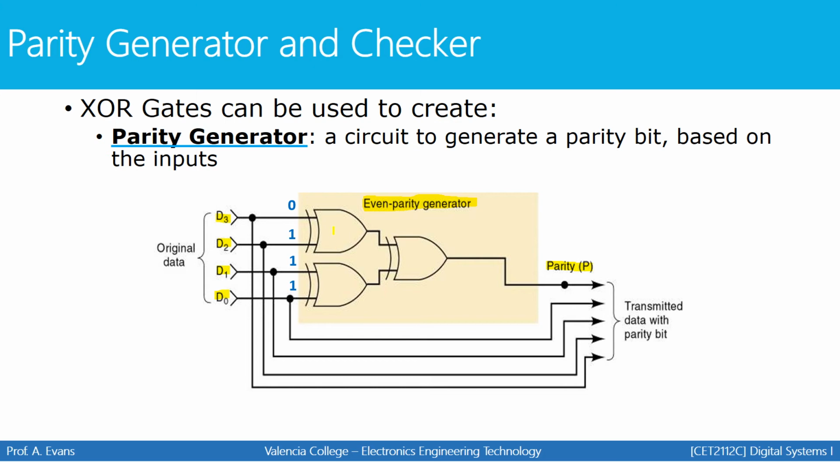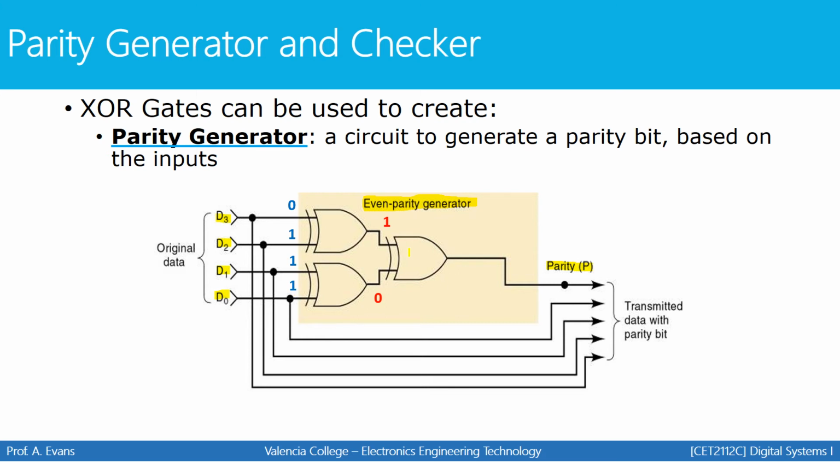So with this first XOR gate, a 0 and a 1 goes in, and a 1 would come out. Remember, an XOR will give you a high if the inputs are at different levels. With the second XOR gate right here, a 1 and a 1 goes in, and a 0 will come out because those inputs are not at different levels. They're the same level.